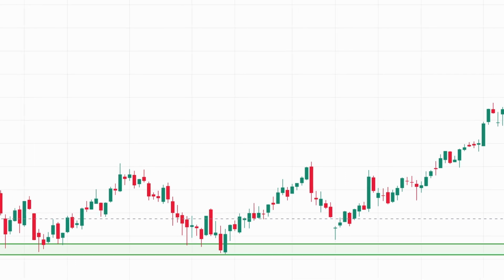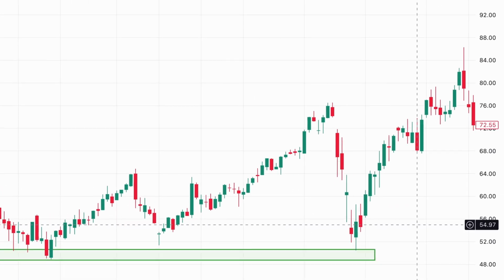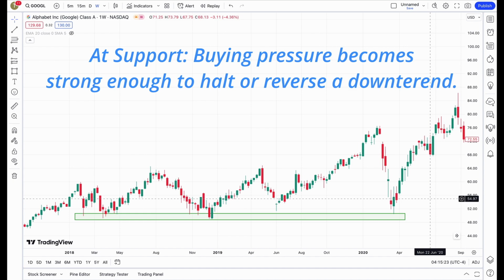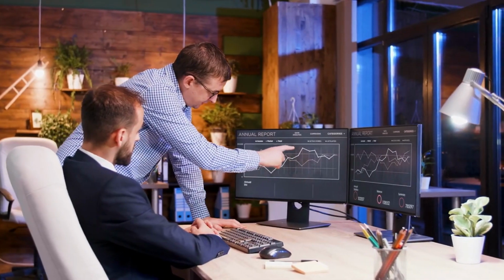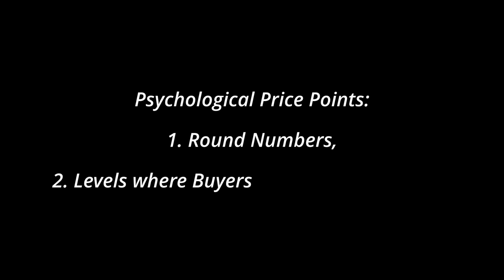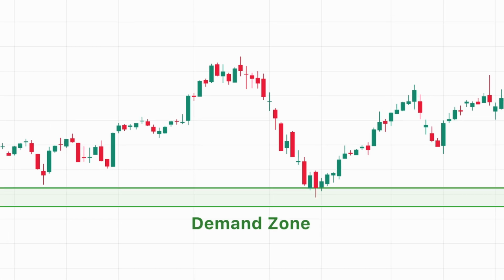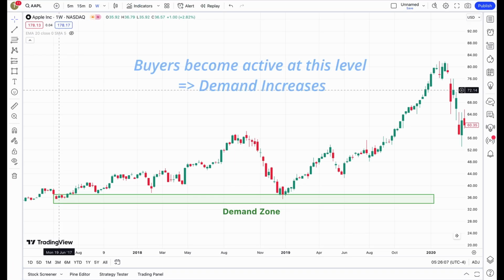Support as a safety net. Support levels act as safety nets for falling prices. They represent zones where buying pressure becomes strong enough to halt or reverse a downtrend. This might be due to a psychological price point, such as a round number, or a level where buyers historically stepped in. At support, demand overtakes supply. Hence, it is also referred to as demand zone in demand and supply trading.